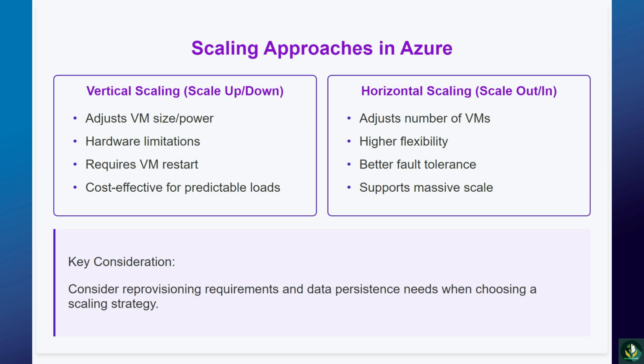Let's start with vertical scaling, often referred to as scaling up and down. Think of vertical scaling like upgrading your personal computer. You're essentially making a single machine more powerful by adding more CPU, memory, or other resources. In Azure, this means changing your virtual machine size to match your workload requirements.